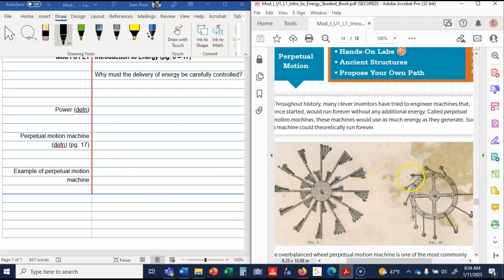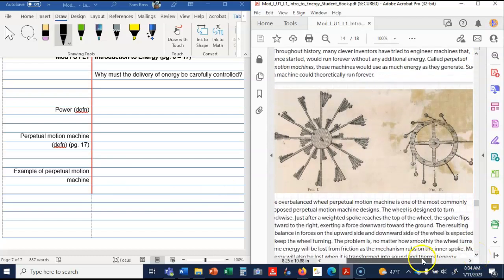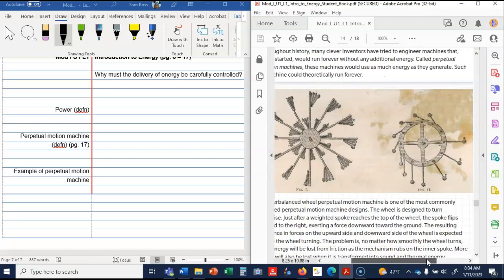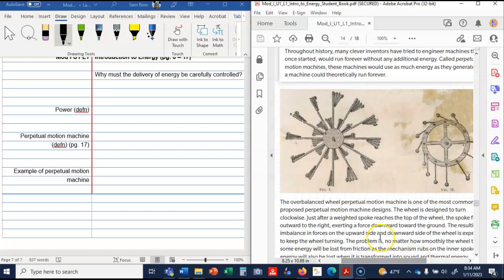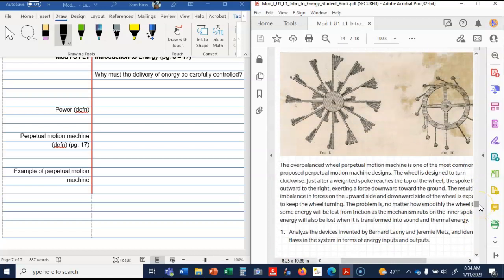An example of a perpetual motion machine. So I have the overbalanced wheel. The overbalanced wheel would be an example of a perpetual motion machine. Let me see if they have another one. Nope, that's it. Okay. So you can see on this wheel we have different weights on each arm. So they thought that might be perpetual. It's not. There is no such thing as a perpetual motion machine.